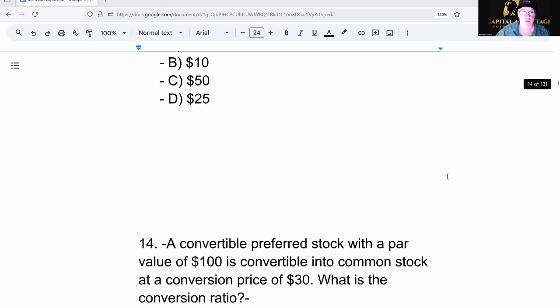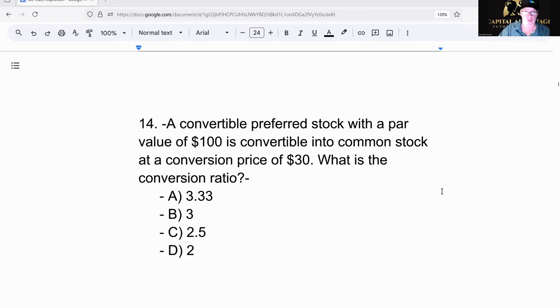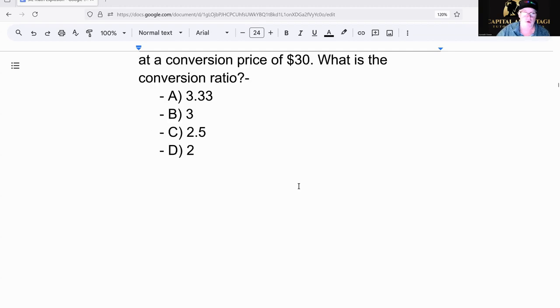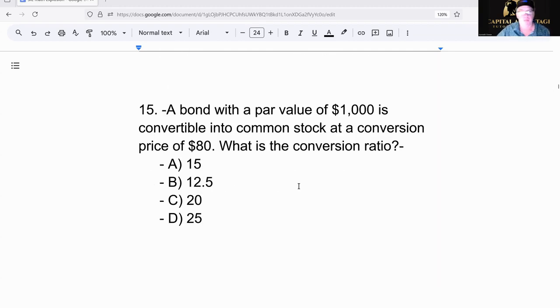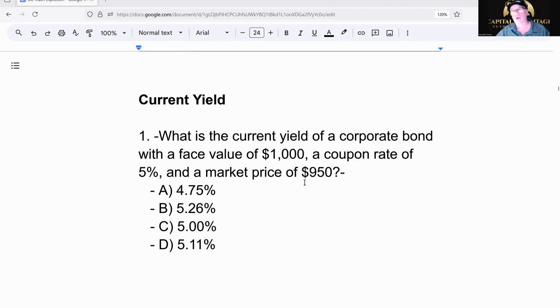It's easy stuff. Number 14: a convertible preferred stock with a par value of 100 is convertible to common stock at a conversion price of 30. With a handy calculator, 100 divided by 30 is 3.33. That's the ratio, that's how many shares we get if we convert. Number 15: a bond with a par value of 1,000 is convertible into common stock at a conversion price of 80. What is the conversion ratio? 1,000 divided by 80 gives me 12.5. That means I get 12.5 shares per bond I convert.